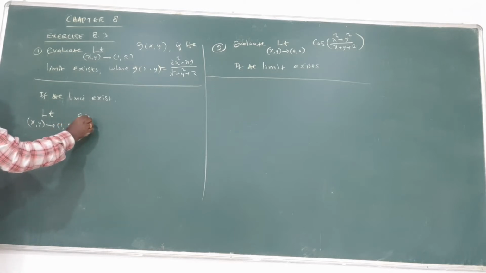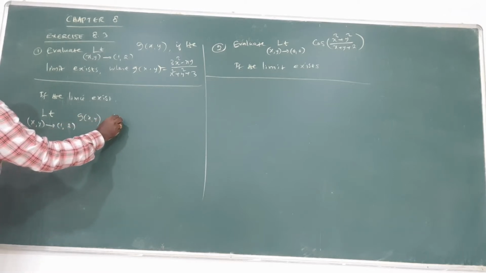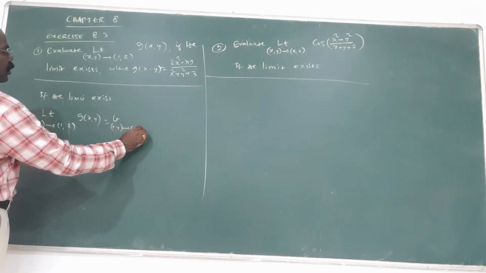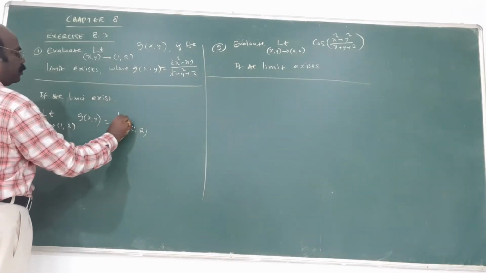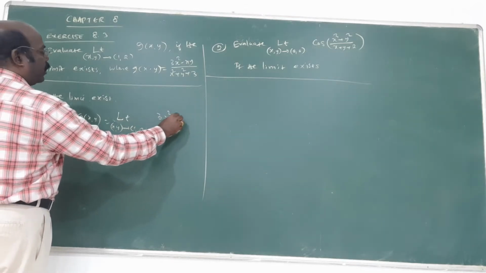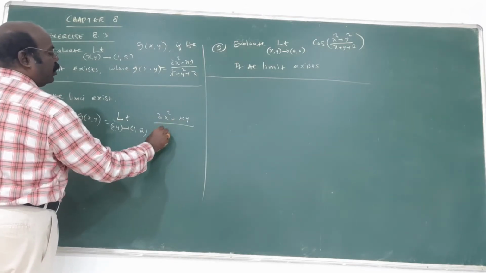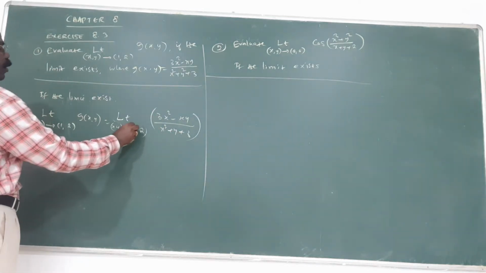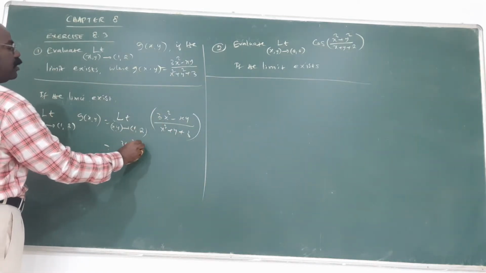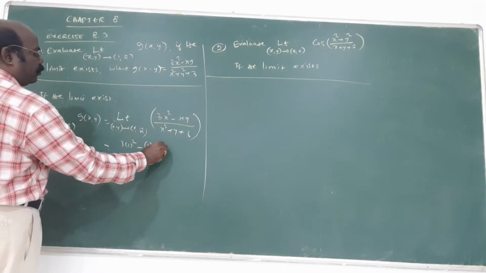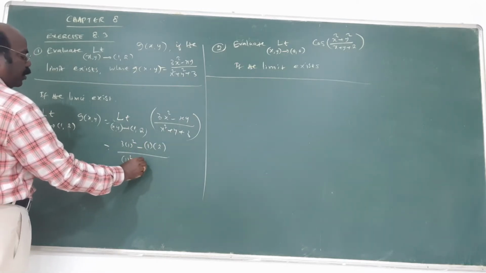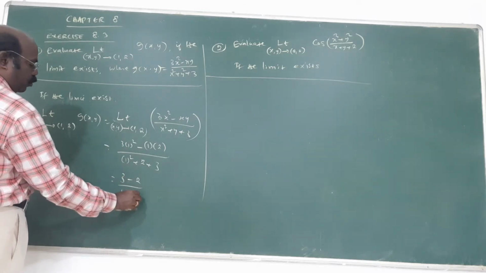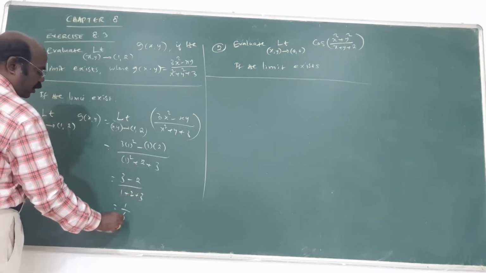Alright, g of x y is equal to the limit as x comma y tends to 1 comma 2 of (3x square minus 3xy) divided by (x square plus y square plus 3). Now replace x by 1: 3 into 1 square minus 3 into 1 into 2, divided by 1 square plus 2 square plus 3. That is 3 minus 6, over 1 plus 4 plus 3. 1 by 6 is the answer.